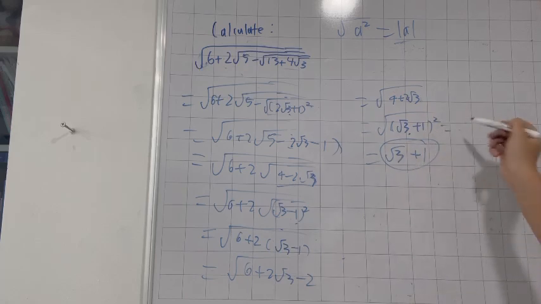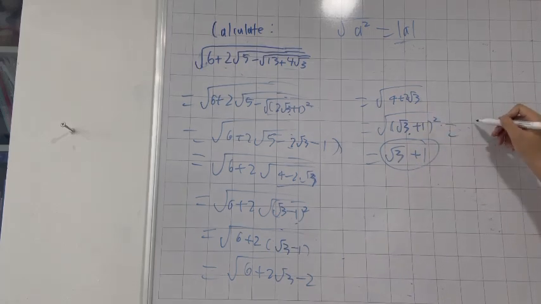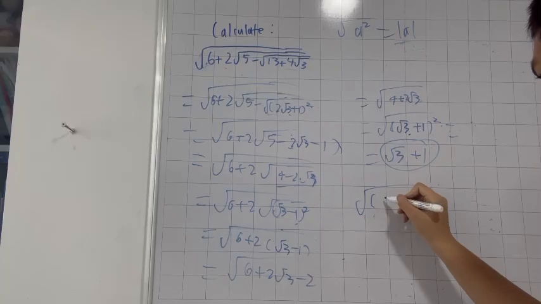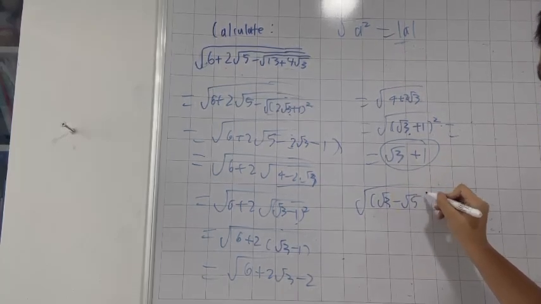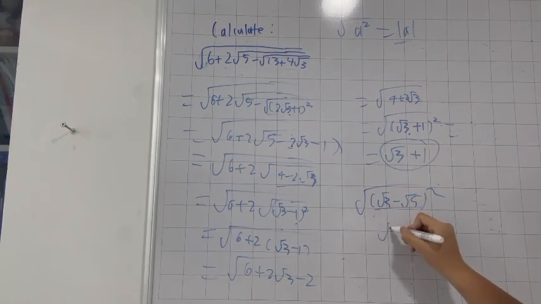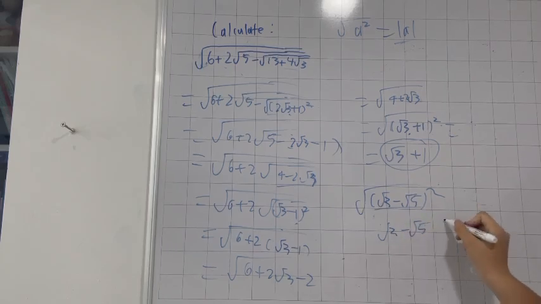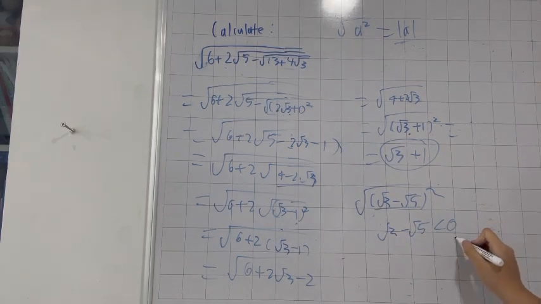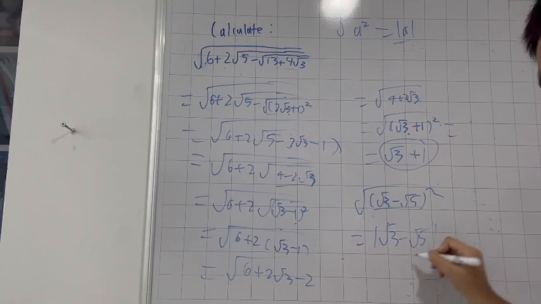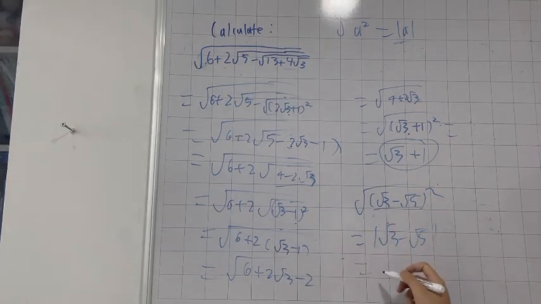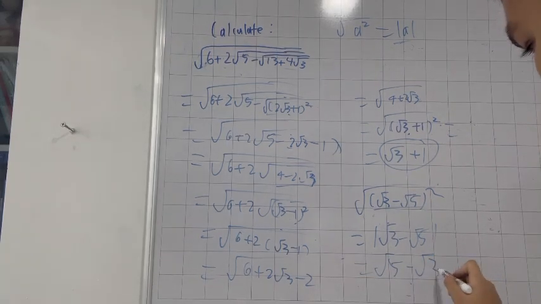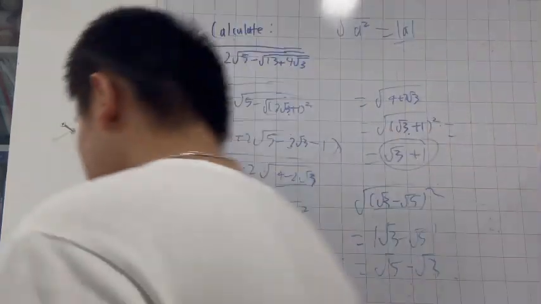If it's negative, you're going to put a negative sign. Let's say we got, let's say, square root of square root 3 minus square root 5, squared, assuming this is unrelated. But you see, because of this square root 3 minus square root 5, 5 is greater than 3, so therefore it's smaller than 0. Right, so therefore this will be the opposite sign. So we're going to do the opposite sign, which is square root 5 minus square root 3. See? That's the way you simplify.